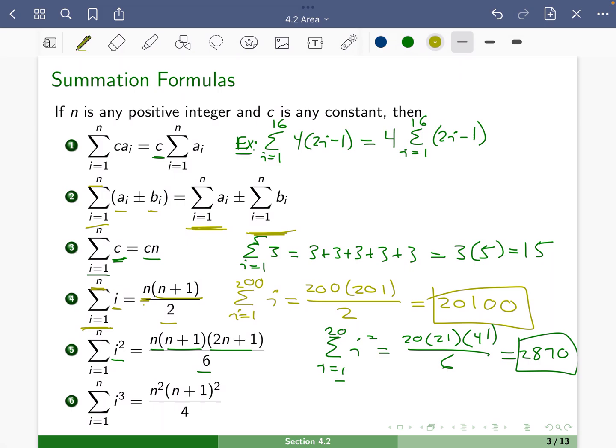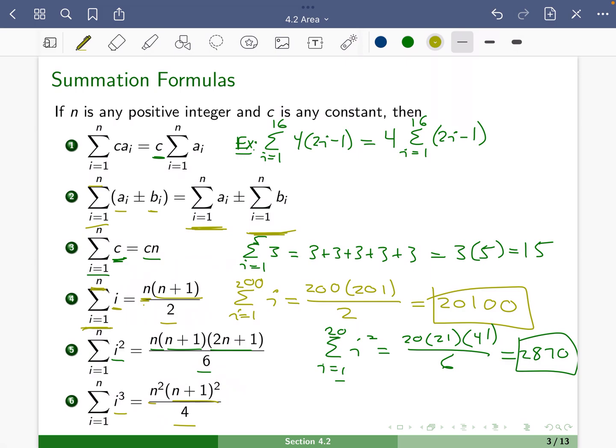And then finally we have our i cubed formula. The sum i equals 1 to n of i cubed is n squared times n plus 1 squared over 4. Notice this formula is this formula up here squared. Right? So we're squaring this formula up here. Great.